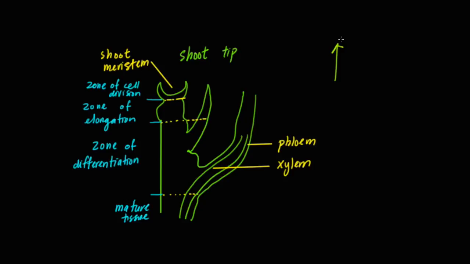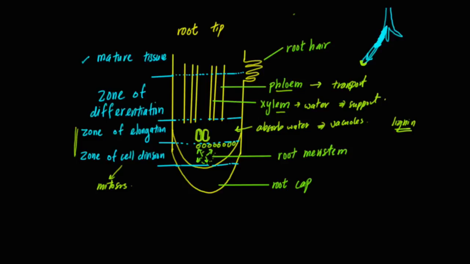The zone of cell division is right at the tip, at the shoot meristem. As it grows, it will have elongation and differentiation, which will then become mature tissues such as phloem and xylem. So remember, for the shoot tip, zone of cell division starts from the top, then elongation, differentiation, then mature tissue. For the root, it starts from the bottom.